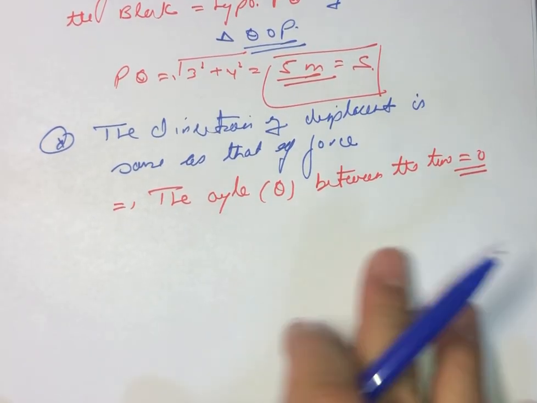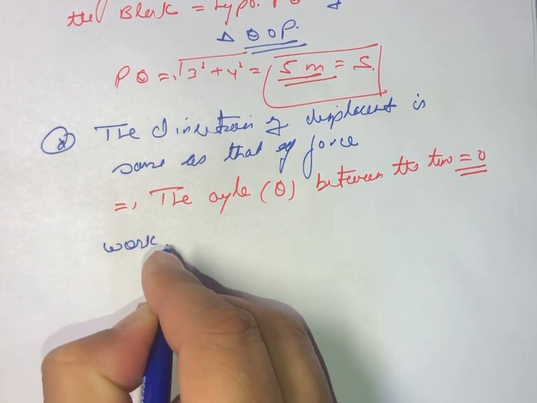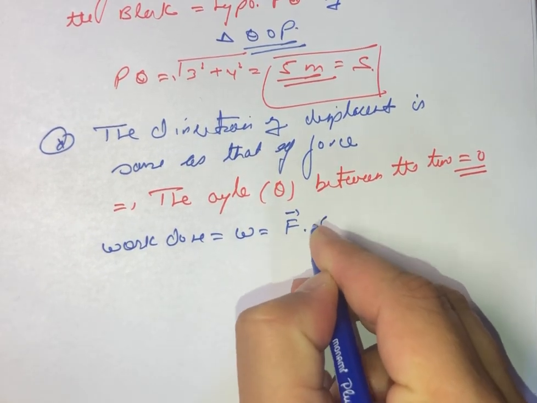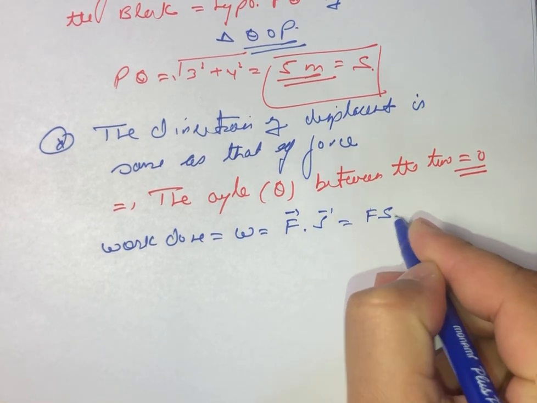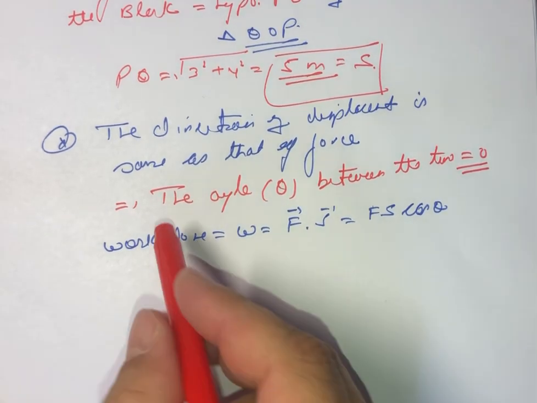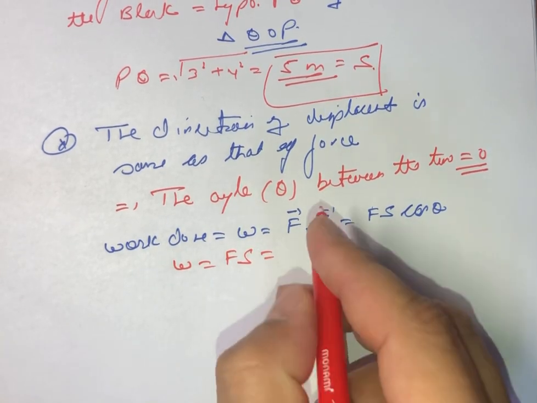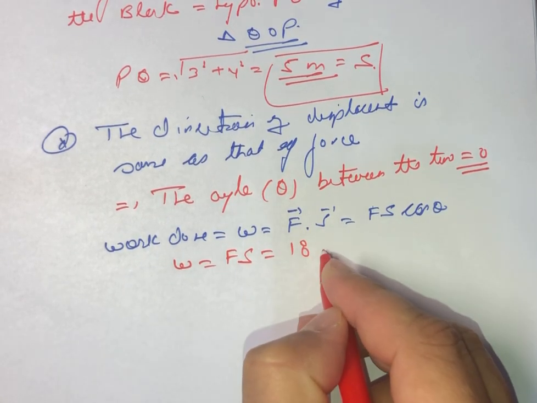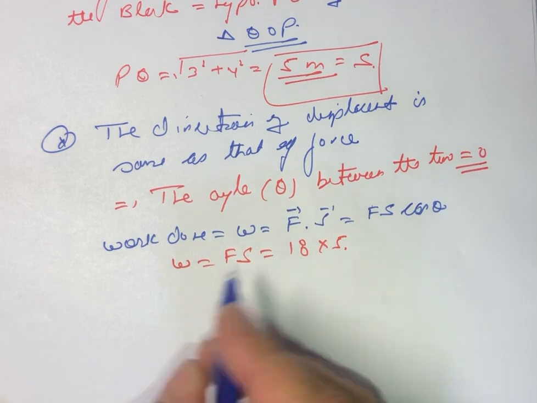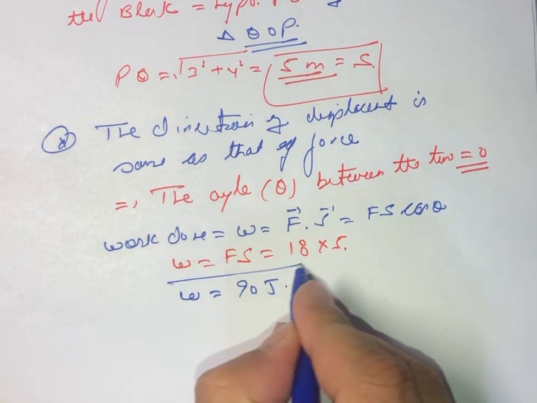We already know the formula for the work done. So we can say work done W will be equal to F dot S, and we can say F S cos of theta. Theta we already know is 0, so we get work done W will be equal to F S, and force applied is 18 Newton, and the distance is 5. So from here our work done will be coming equal to 90 joules.